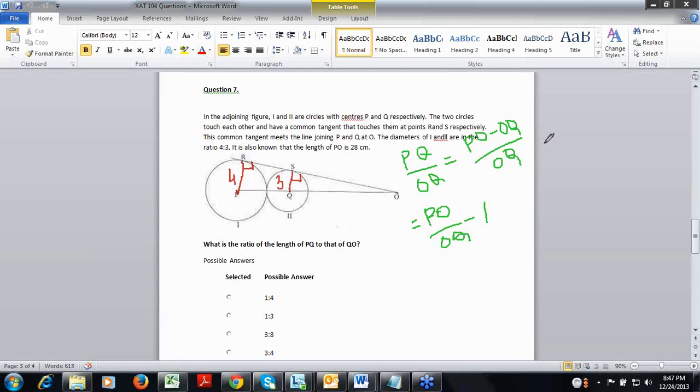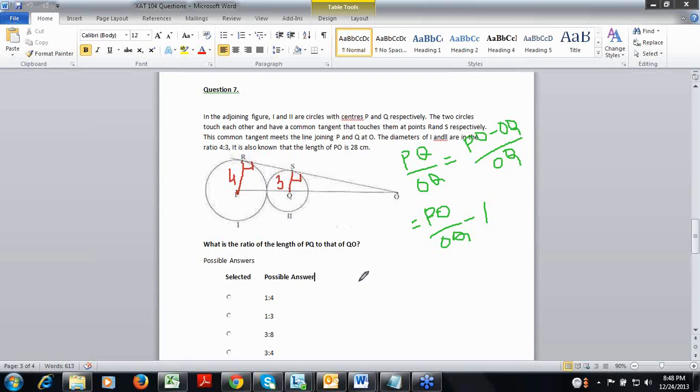Now consider two of the triangles PSQO and PRO. So SQO will be similar to PRO. Why? This angle is common. This is 90 degrees. So obviously this angle will be equal to this angle. These are parallel lines. So they are similar triangles. So now they are similar triangles.